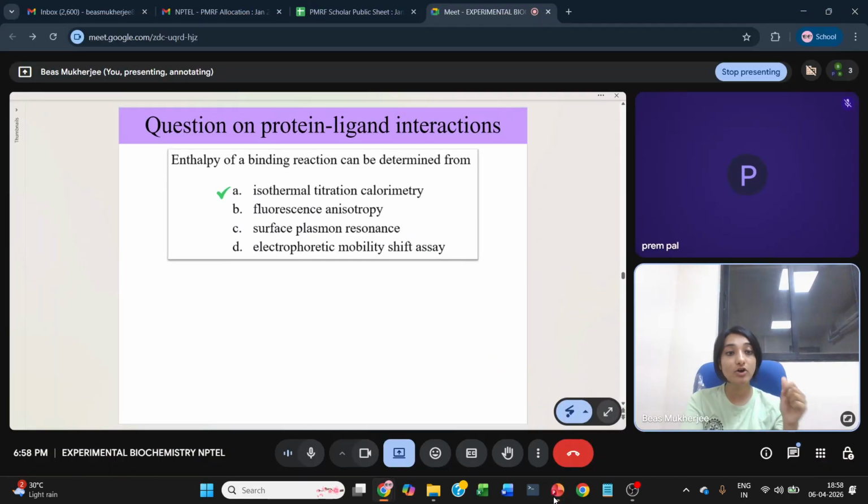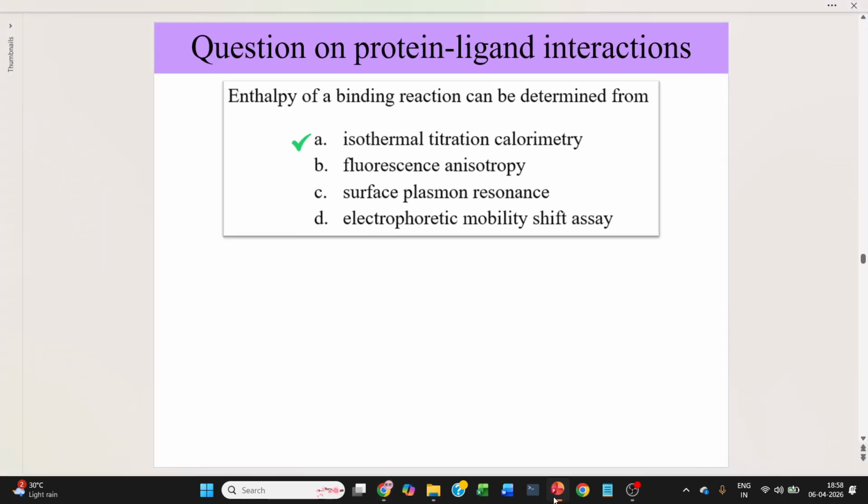There is one more thing called differential scanning calorimetry. Read about that as well. That is also very interesting. Okay, so you can read about that. It is called DSC.